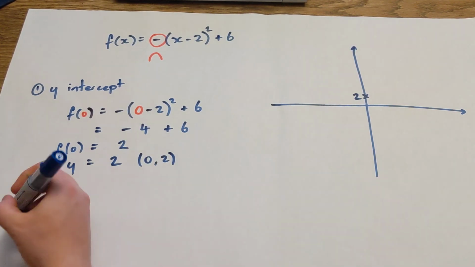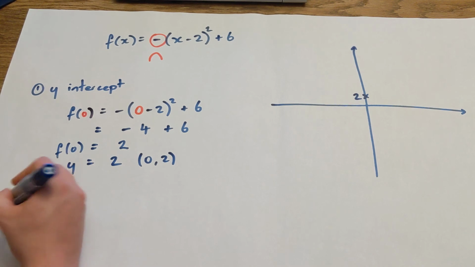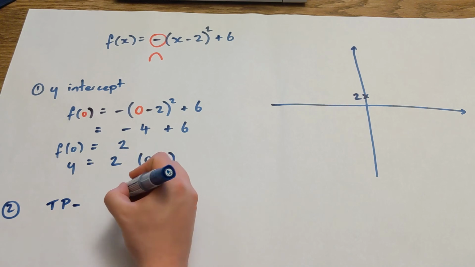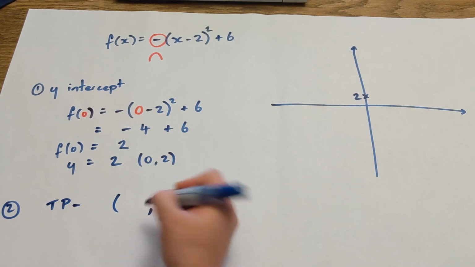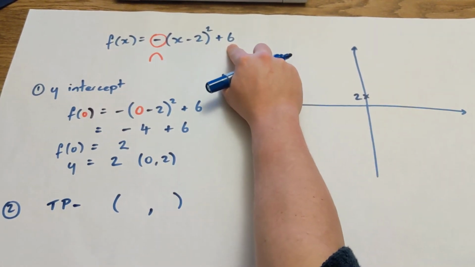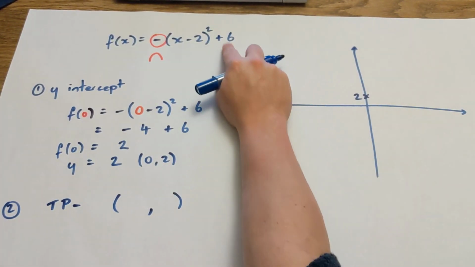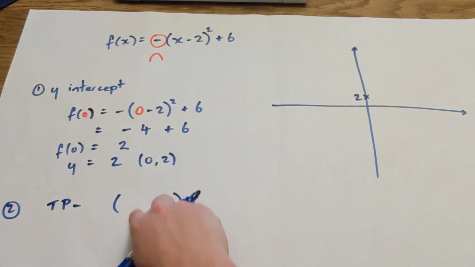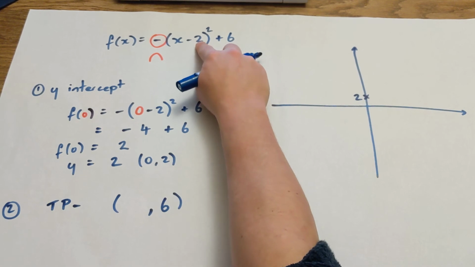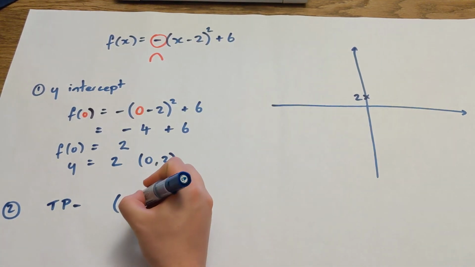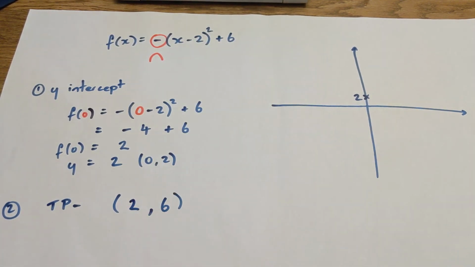Okay, next bit, even easier, we don't have to do any maths for this, is the turning point. So it's going to be a set of coordinates. The y part, that's just our number at the end, remember? So that just comes straight down, don't do anything to it. So it's going to be 6. Then the x part, that's the opposite of the number next to the x. So here, the number with the x is a negative 2. So we pop the opposite of that in there, which is positive 2. And that's our turning point.